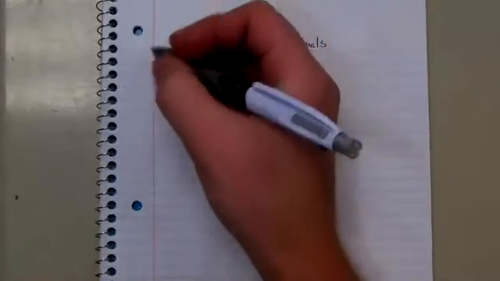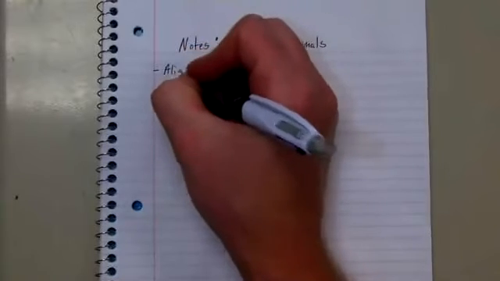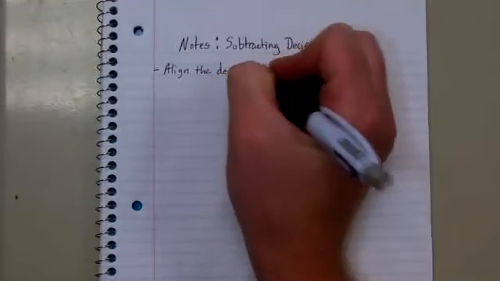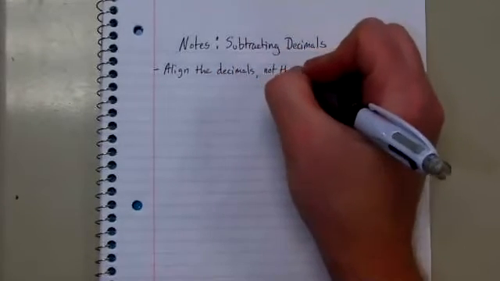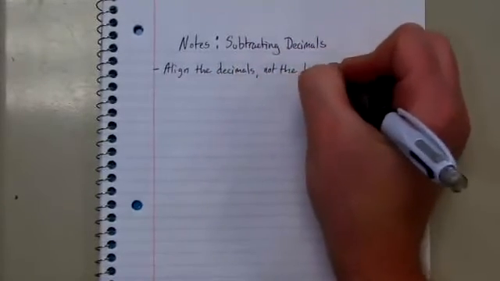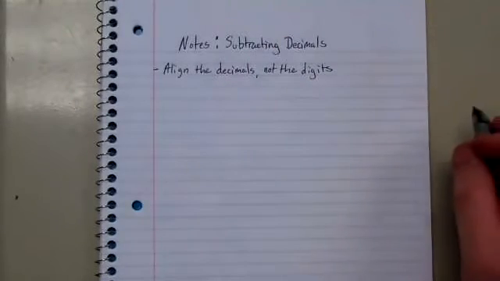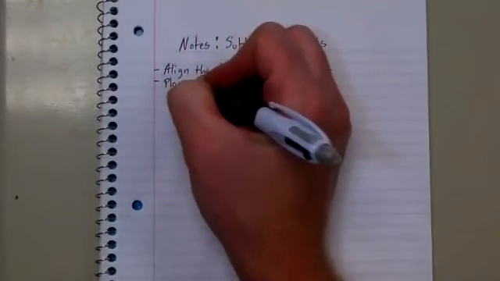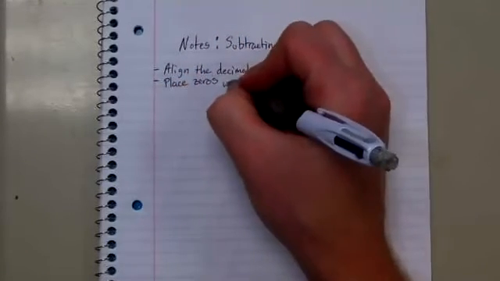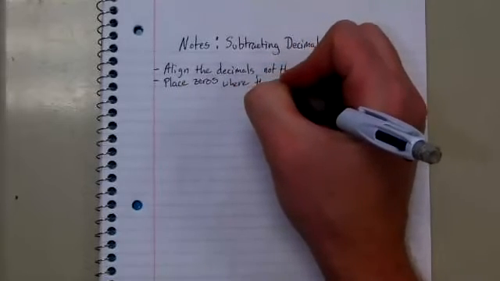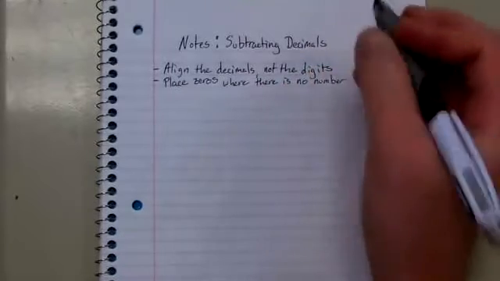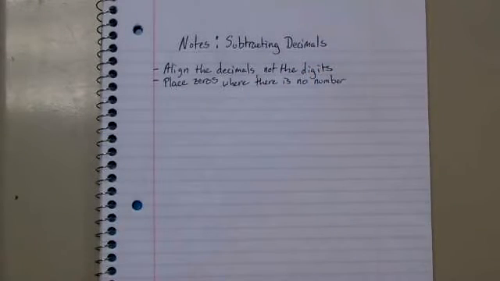So just like we did with adding decimals, we got 4 steps we're going to follow. Step 1, just like adding decimals, we are going to align the decimals, not the digits. This is key. Make sure we align our decimals. Do not align just the numbers. Next, we place zeros where there is no number. Again, just to make things clean so that we have everything lined up.